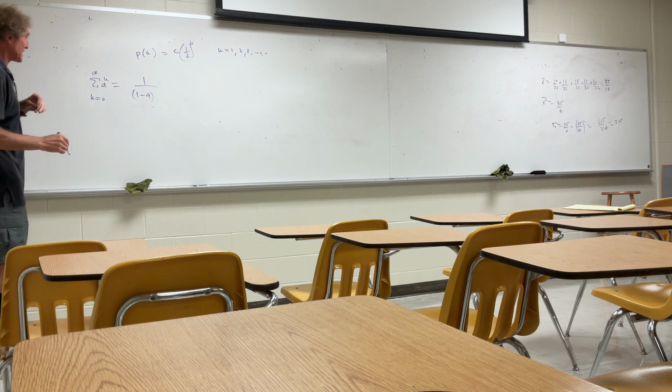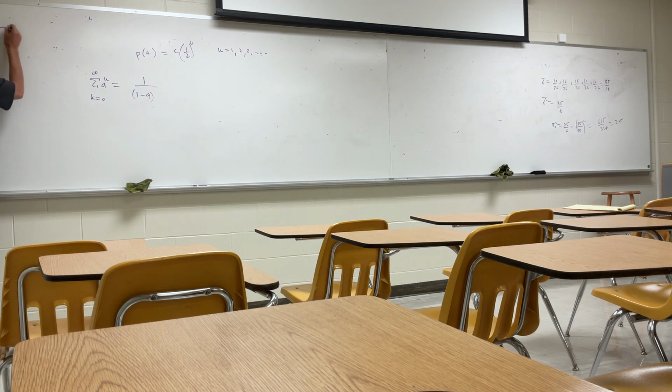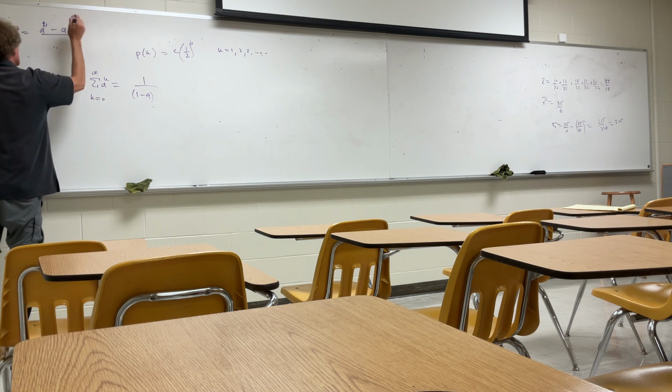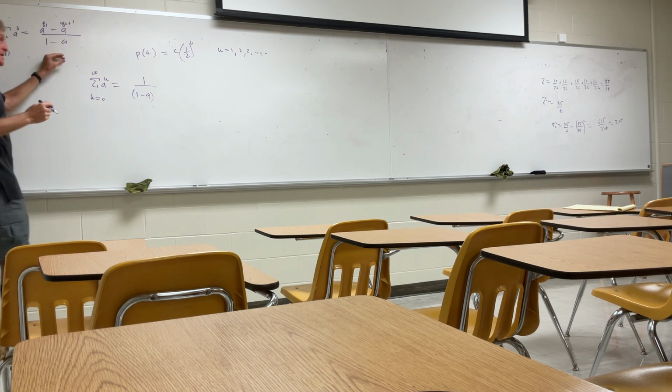You can go further and say that if you have a summation, where K goes from Q1 to Q2 of A to the K, it's going to be equal to A to the Q1 minus A to the Q2 plus 1, over 1 minus A. We can prove that if you want.